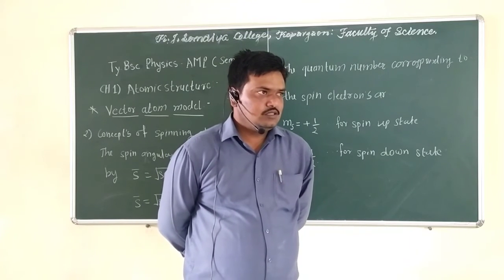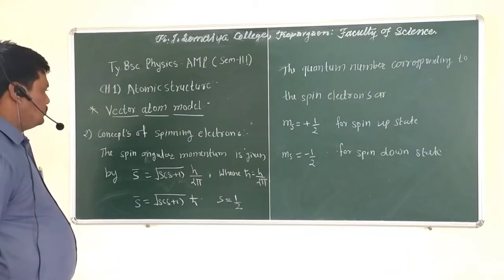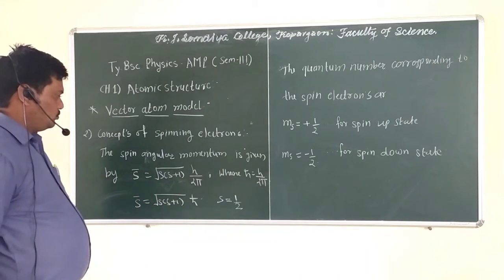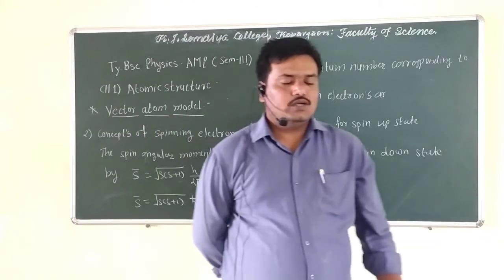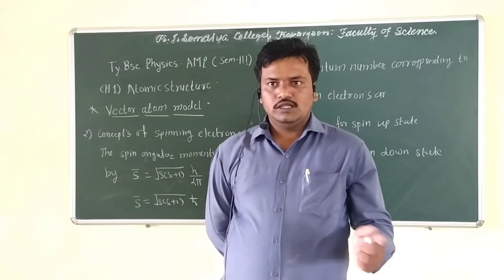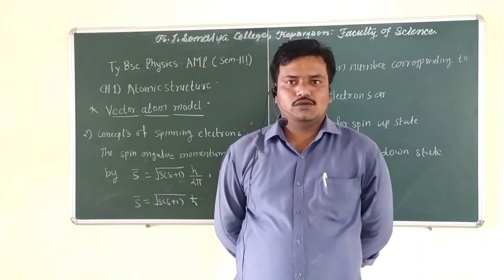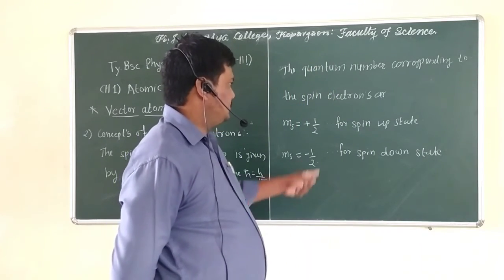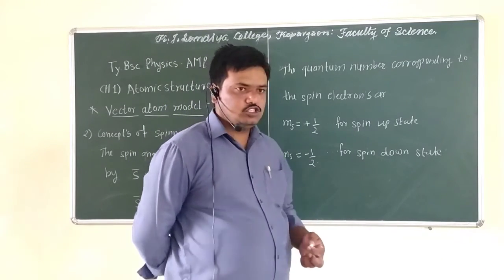So the value of the spin angular momentum is given by S bar equal to under root of S into S plus 1 times h upon 2 pi, where h bar is h upon 2 pi, so S bar is under root of S into S plus 1 into h cross. Okay, and the spin magnetic quantum number value is given by plus half and minus half, plus half for the spin up state and minus half for the spin down state.